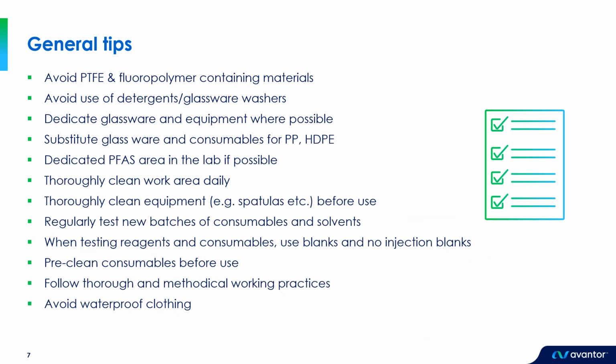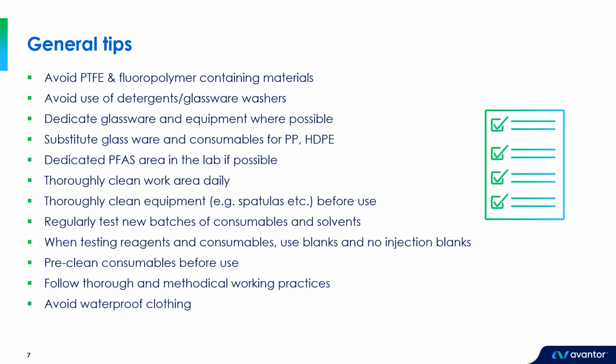The LCMS run is, of course, just one part of the entire workflow, and we clearly also need to carefully consider sample handling and sample preparation processes. We can reduce the potential for sample contamination by following a few general tips. So firstly, it's crucial to avoid using PTFE and any fluoropolymer-containing materials in our workflows. Additionally, it's advisable to steer clear of detergents and glassware washers. Instead, I'd recommend dedicating glassware such as mobile phase bottles and other equipment like pipettes specifically for PFAS analysis rather than using any communal equipment wherever possible.